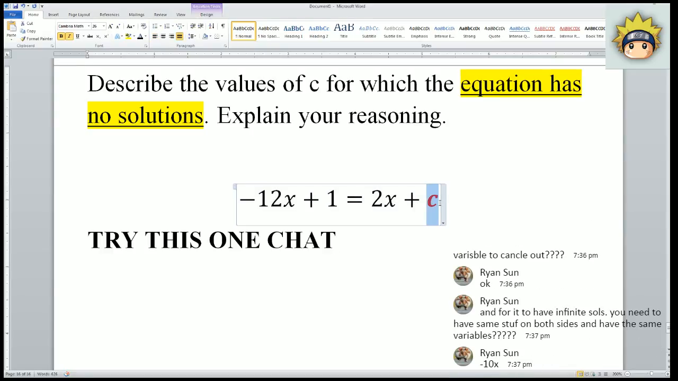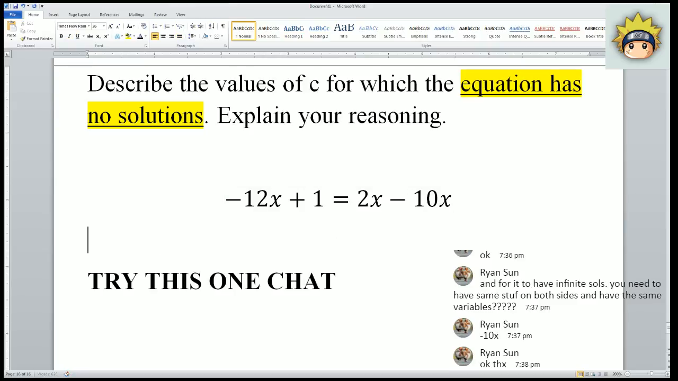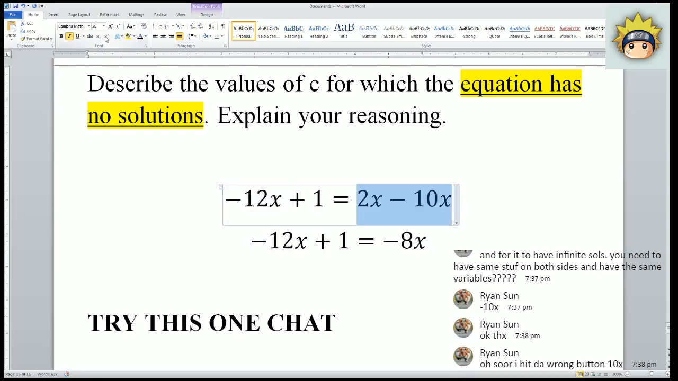Wait, what? Negative 10x? Ryan, does that even make sense? Are you really going to tell me 2x minus 10x equals negative 12x? This becomes negative 8x. Are you joking with me right now, Ryan? I assume you know how to add. Come on, Ryan. What is it?